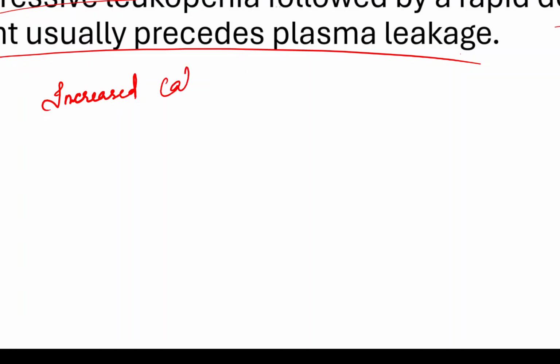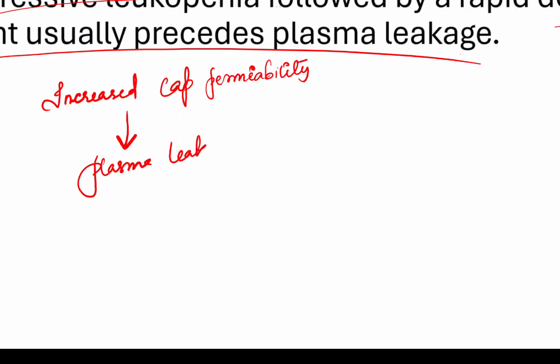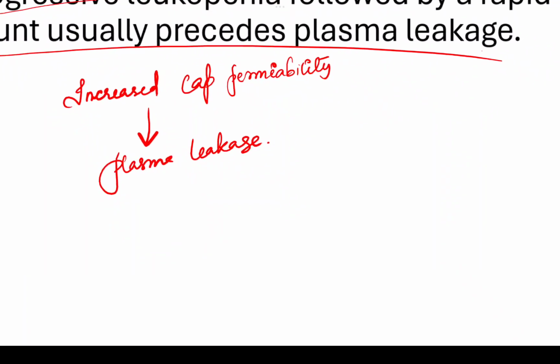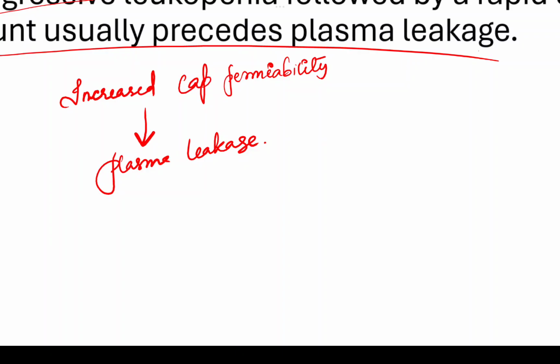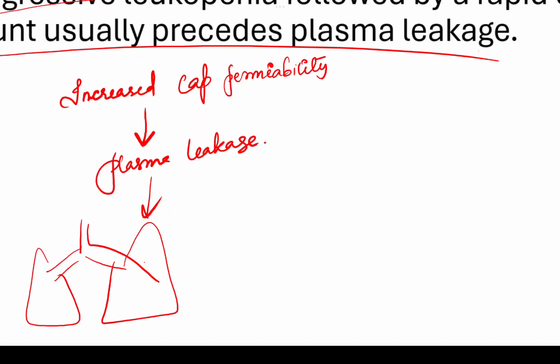The more the capillary permeability increases, the more it leads to plasma leakage. Once the capillary permeability becomes worse and worse, the plasma leakage worsens, and this plasma leakage will affect the lungs. In the lungs, it can be seen in the form of pleural effusion. This can be detected by X-ray.